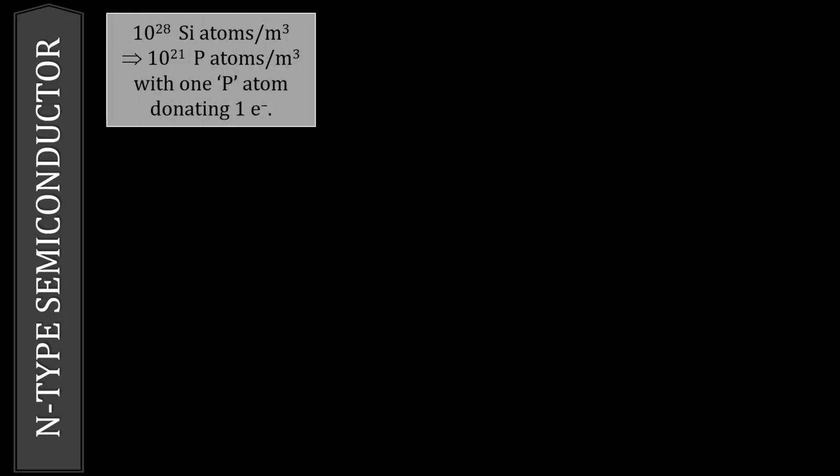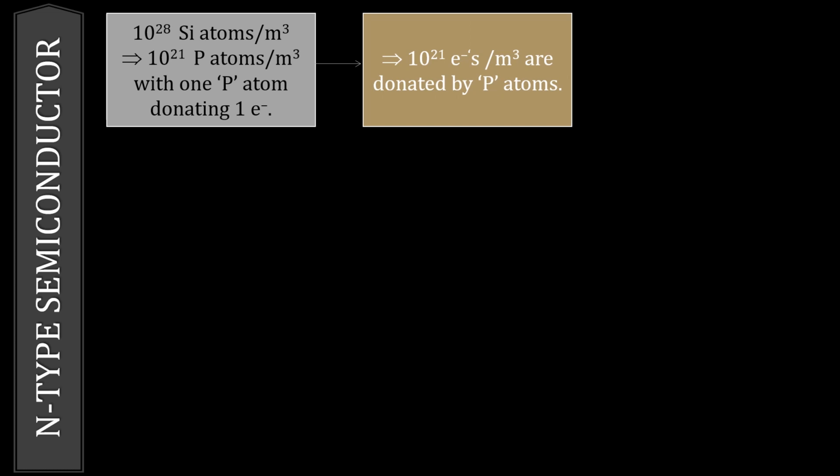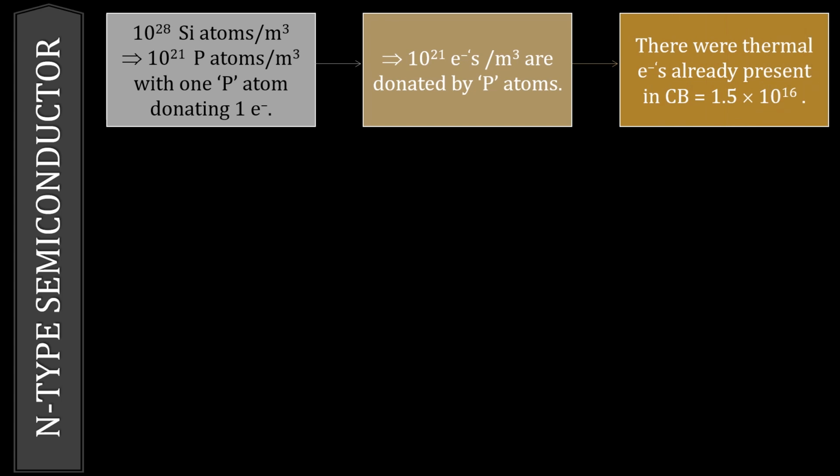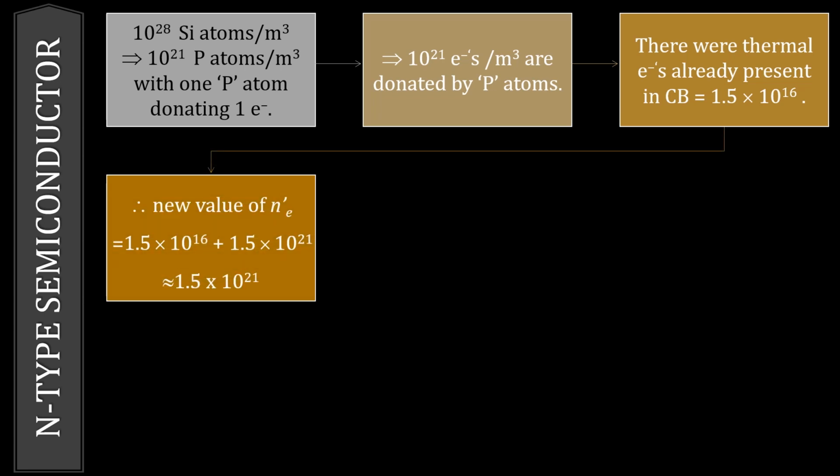There were 10 power 28 silicon atoms per meter cube. That means there were 10 power 21 phosphorus atoms per meter cube. And every phosphorus atom donated 1 electron. Therefore, there are 10 power 21 electrons per meter cube. Also, there were thermal electrons already present in the conduction band of silicon, which were 1.5 into 10 power 16. So the total number of electrons in the conduction band of silicon will be this.